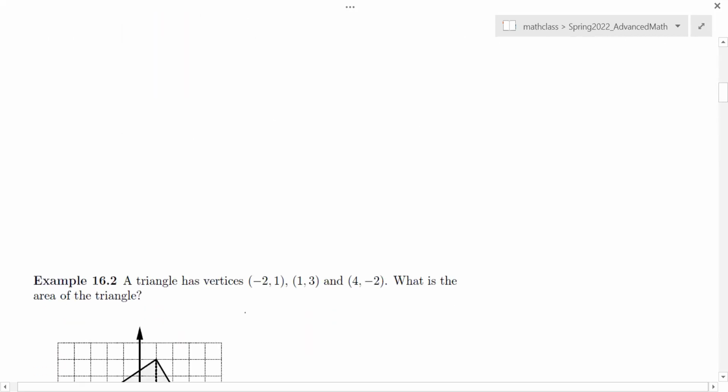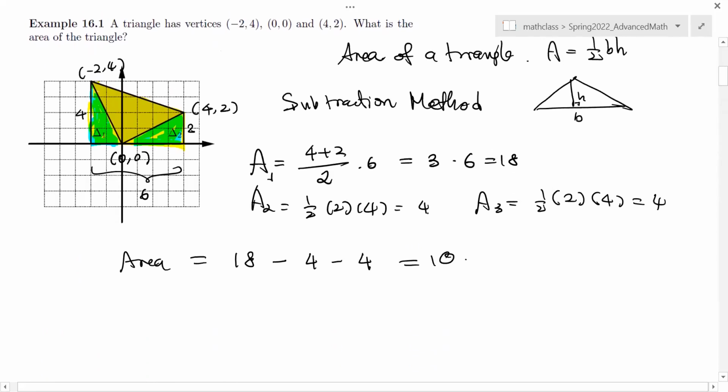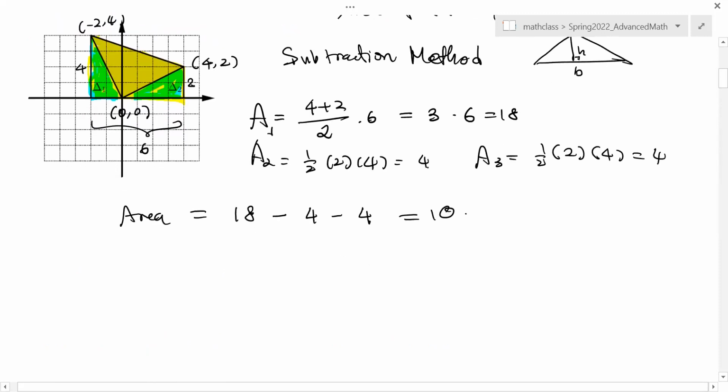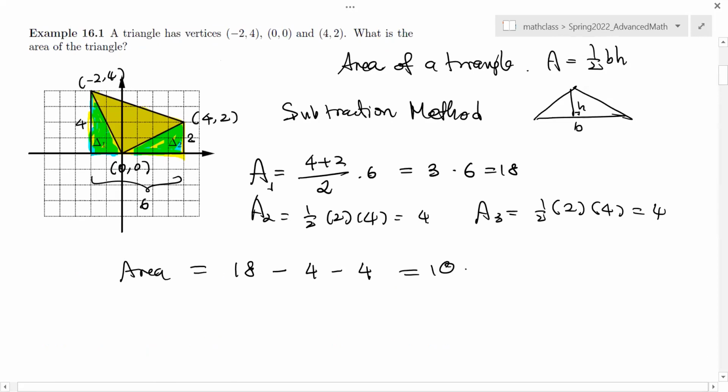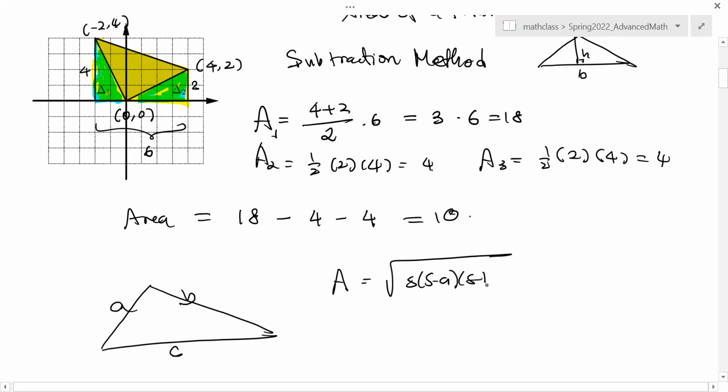Where's my next problem? Yeah, it's here. Before I talk about the next problem, remember the area formula. There are several area formulas. One is base times height divided by 2. But if you know the 3 sides of the triangle, a, b, and c, you can find the area using the following formula. We're going to talk about this later. S is half of the perimeter. So that's one of the formulas.